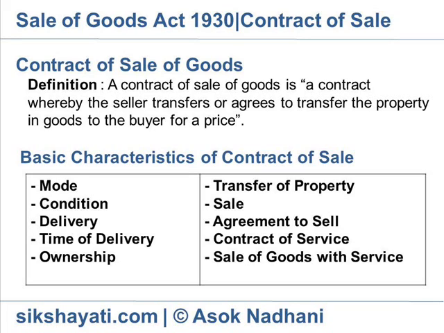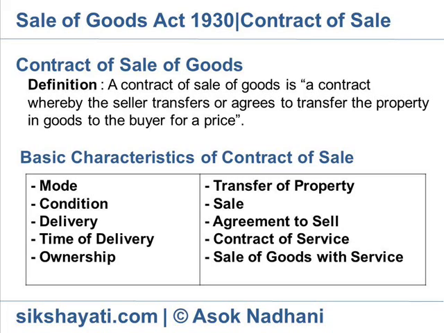Sale: if the property in goods is transferred immediately on formation of contract of sale, it is called a sale. Example: X sells his watch to B at rupees 1000 and delivers the watch to B. It is a sale, even if B has not yet made the payment.